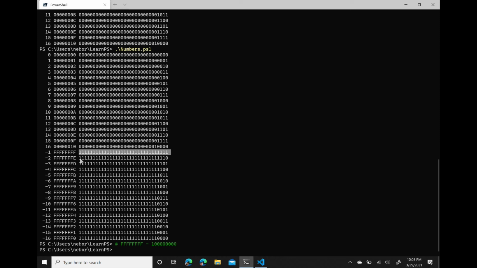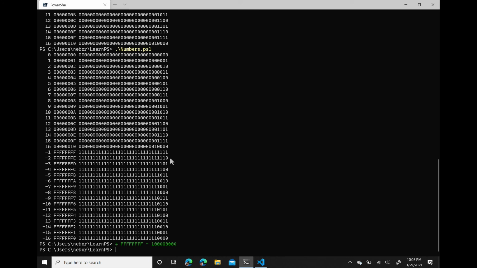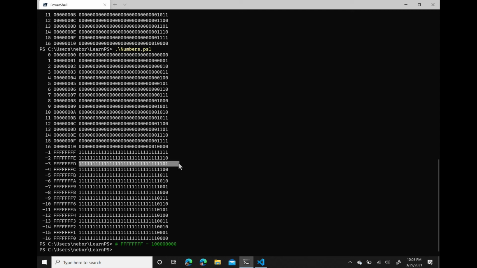And of course, as we count downward, this number is 1 less than the number above it in unsigned form. So it's going to be -2. And this number is 1 less still, so it's going to be -3, and so on. So that's how negative numbers are represented. This is what's called 2's complement.